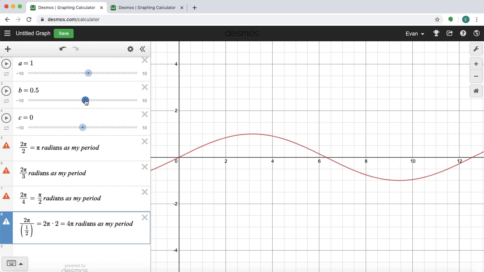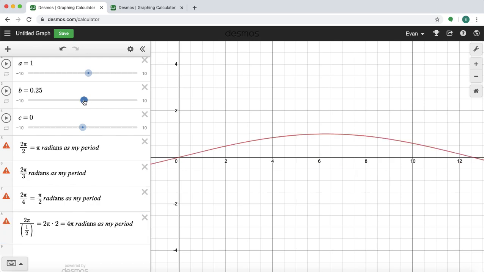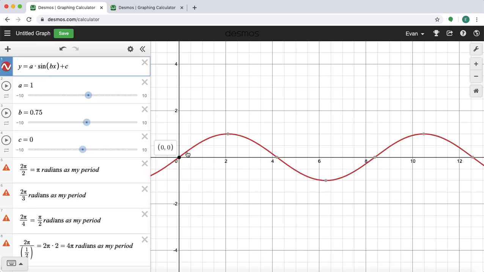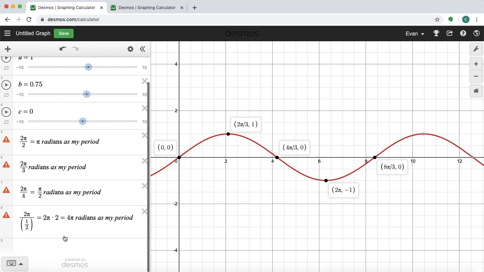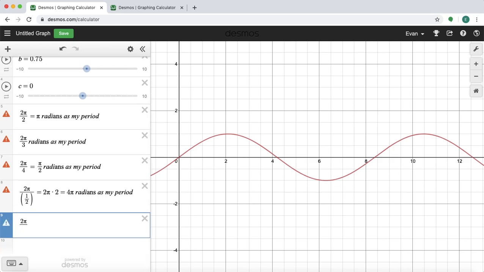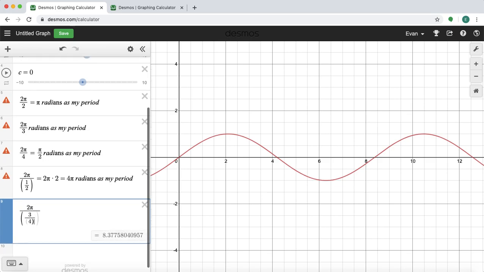What if I made it 0.25? Or actually, let's make it 0.75. Let's make it interesting. So I start here, go up, down, down to the minimum, back to the start. 8 pi over 3. So my b value is 0.75. So 2 pi divided by, what is that, 3/4, right? So divided by 3 over 4.